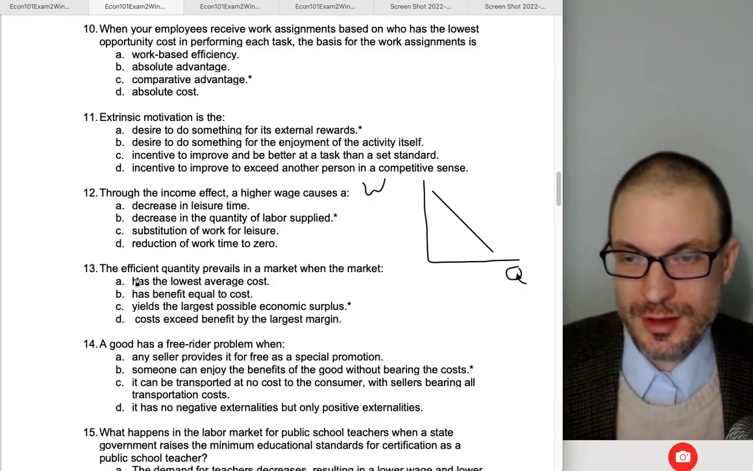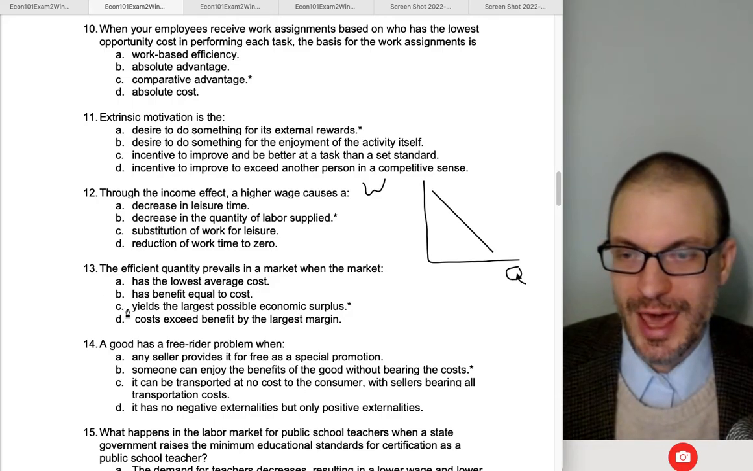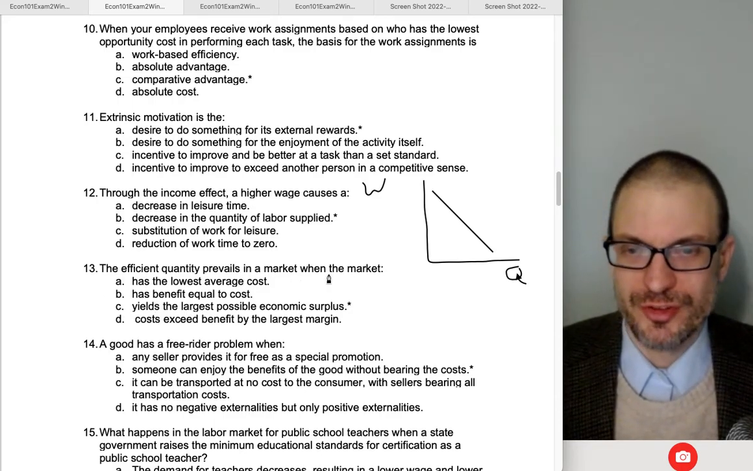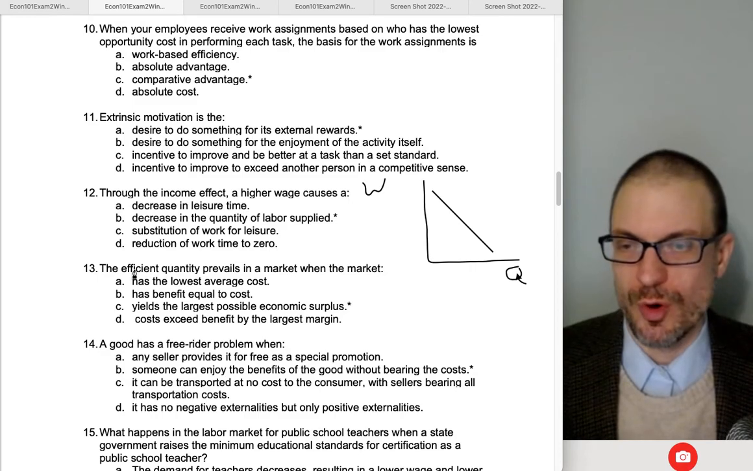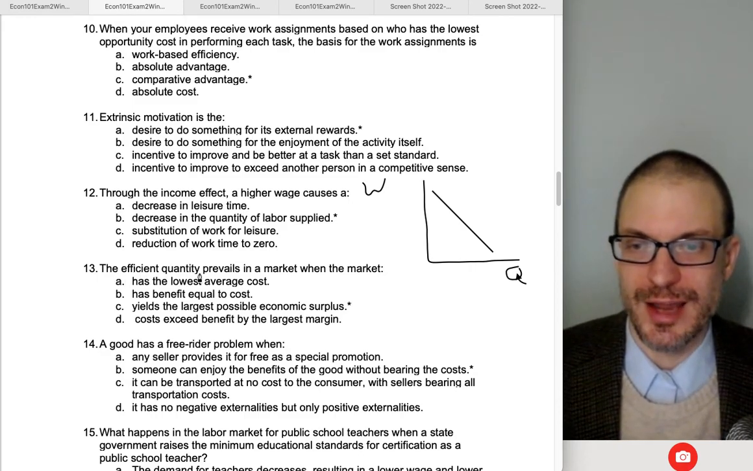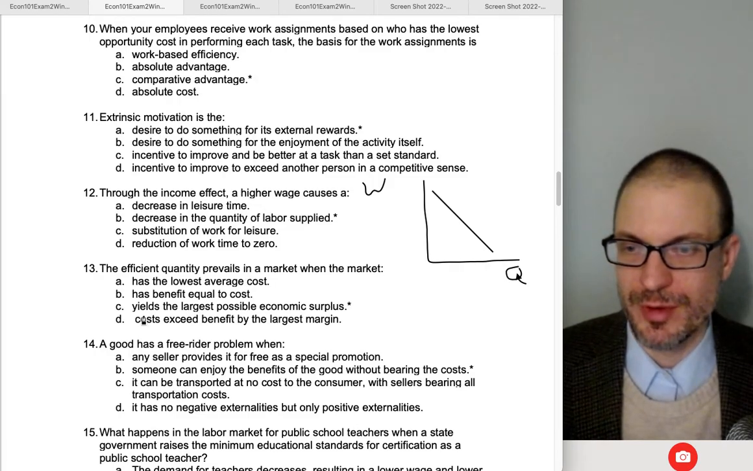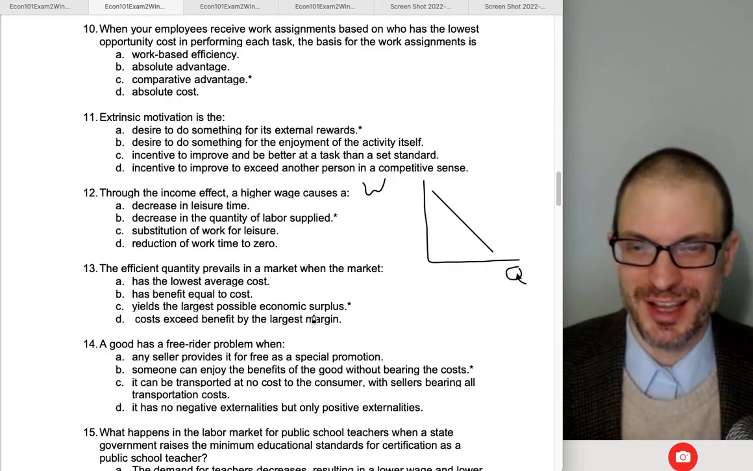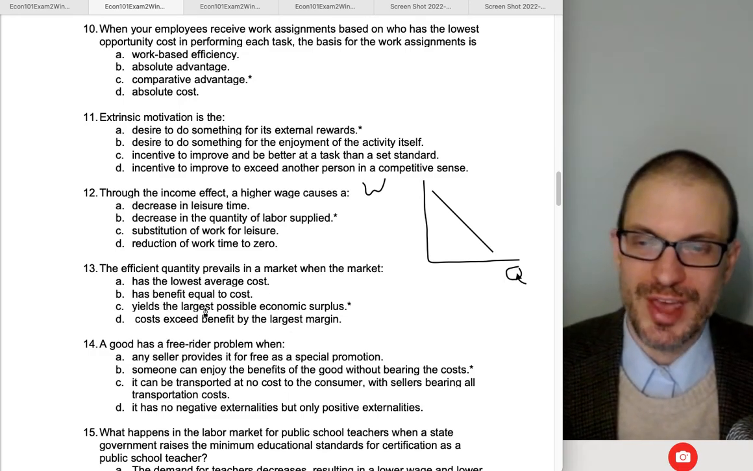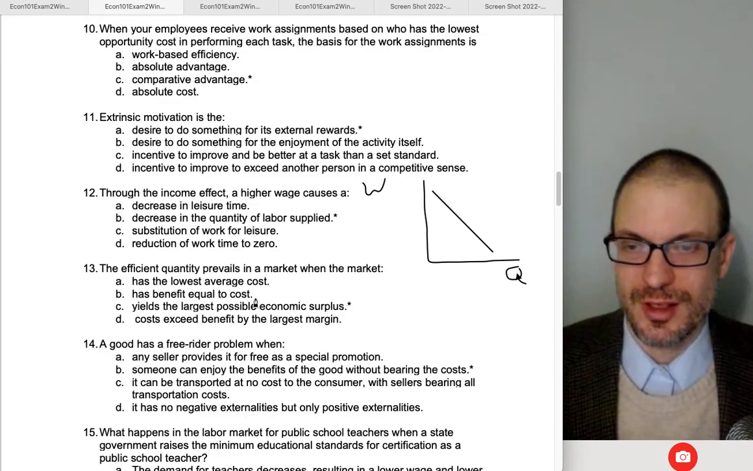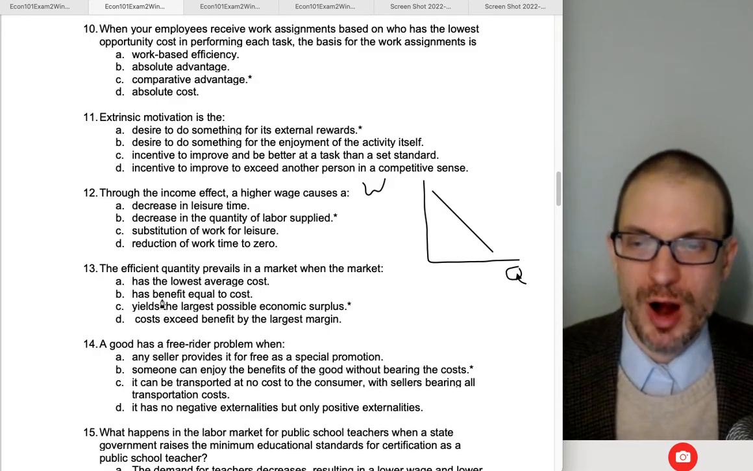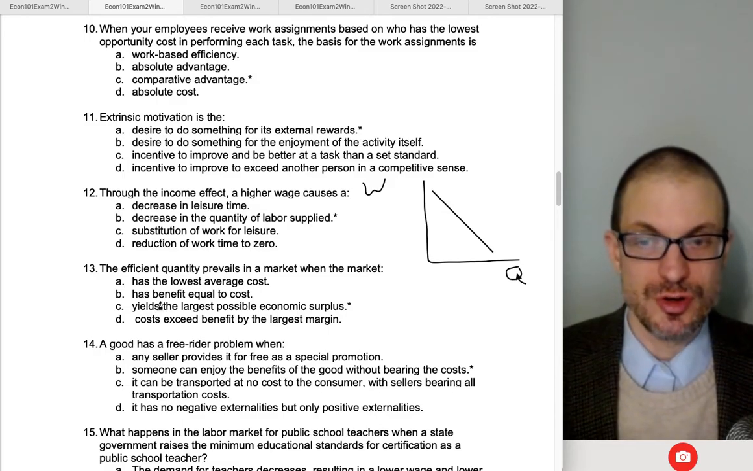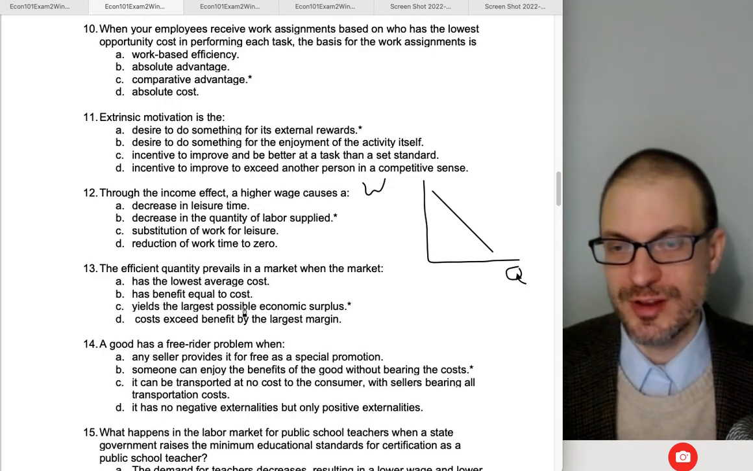Okay, so the efficient quantity prevails in a market when the market yields the largest possible economic surplus. The efficient quantity, that's the socially efficient quantity. That's the one that's going to maximize total economic surplus. That happens in our competitive equilibrium. So the efficient quantity yields the largest possible economic surplus. It's true by definition. Not the lowest average cost, not cost exceeding benefit by the largest margin, that'd be the least efficient. Has benefit equal to cost? Well, the marginal benefit equal to the marginal cost of the last unit provided. That's true, but this is just general benefit equal to cost. No, that's not necessarily the case.